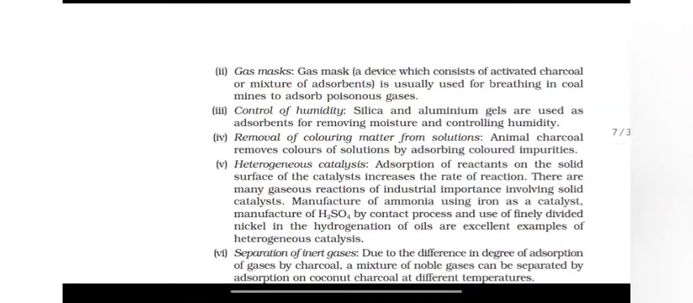Gas mask. A gas mask, a device which consists of activated charcoal or a mixture of adsorbents, is usually used for breathing in coal mines to adsorb poisonous gases. Control of humidity. Silica and alumina gels are used as adsorbents for removing moisture and controlling humidity. Removal of coloring matter from solutions. Animal charcoal removes colors of solutions by adsorbing colored impurities.